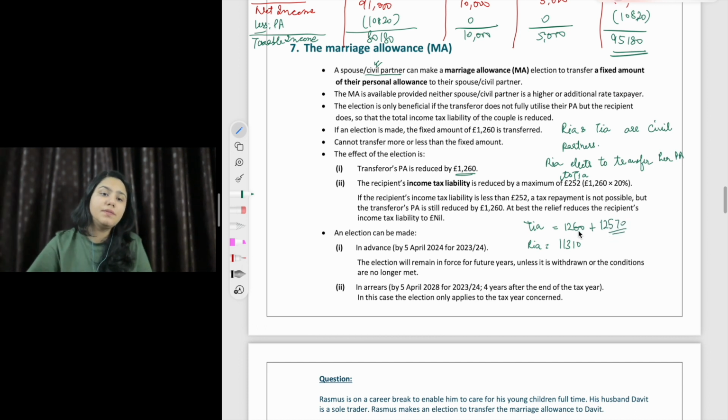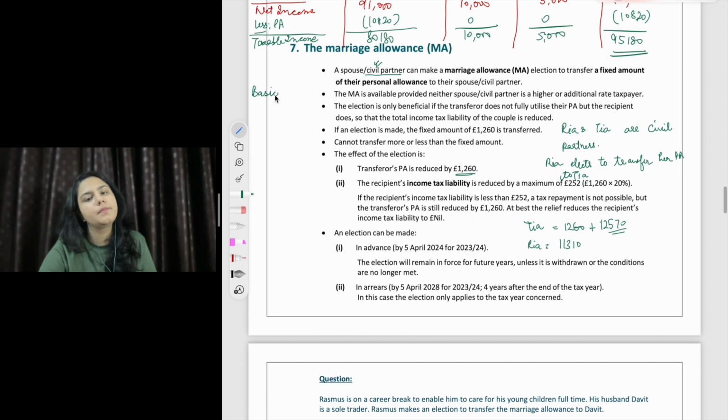So if you're transferring personal allowance to a spouse or civil partner, it is going to reduce your personal allowance, and it is going to be added as marriage allowance that can be subtracted from the net income. Now we have learned that a fixed amount can be transferred, which is 1,260. There is again a condition on it: both the partners, both the spouses or both the civil partners, should be basic rate taxpayers.